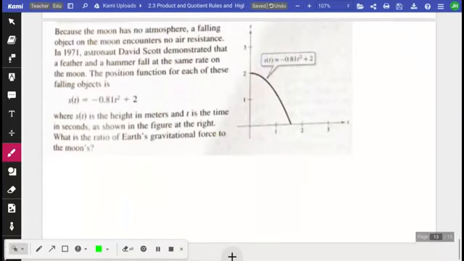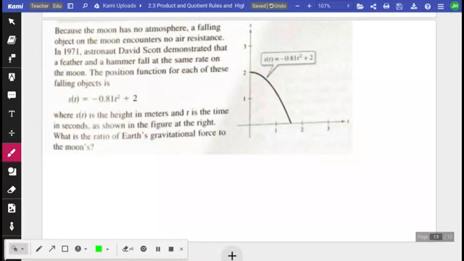Okay, last example is a word problem. It says the moon has no atmosphere, so a falling object encounters no air resistance. Therefore, a hammer and feather would fall at the same rate, meaning that it has the same speed. The position function is given by s of t equals negative 0.81 t squared plus 2. Its height is in meters, and t is time in seconds. That's kind of important, as shown in the figure to the right. What is the ratio of the gravitational force on Earth to the moon?